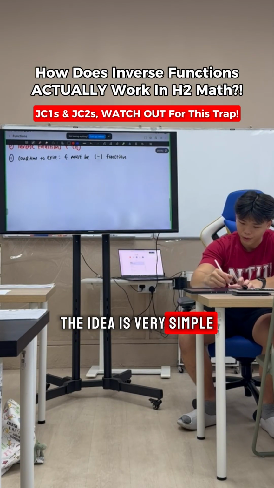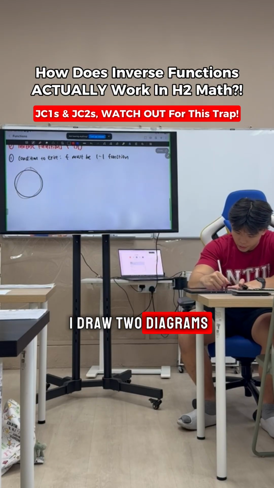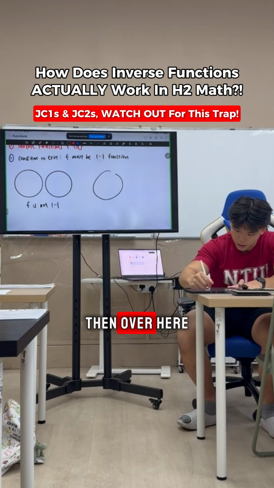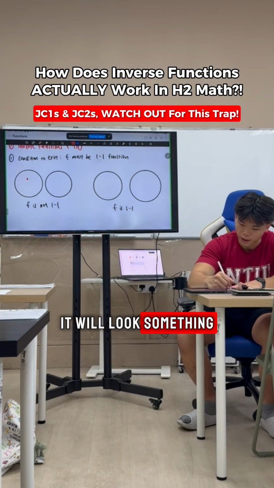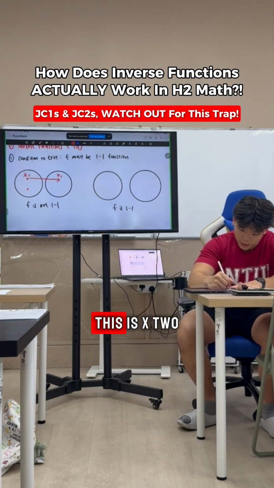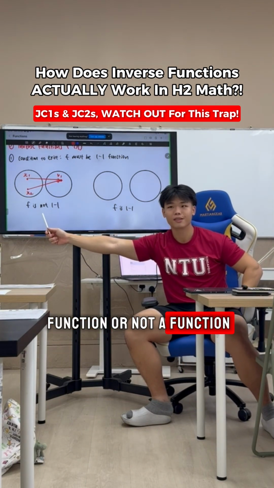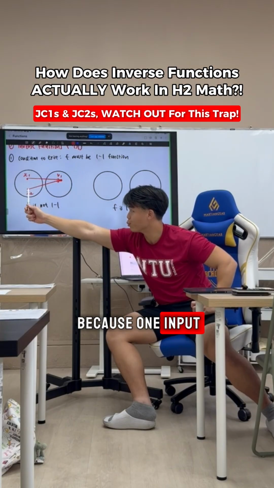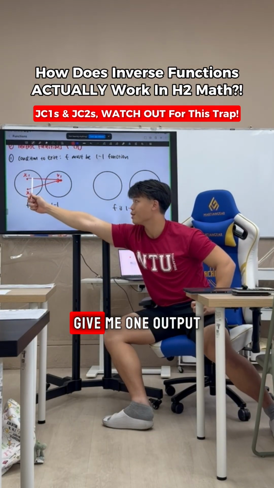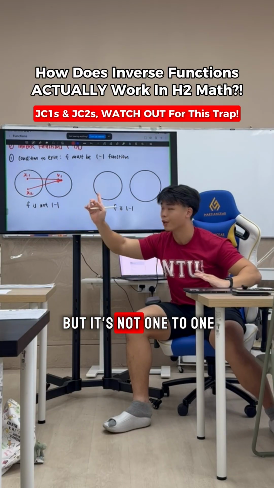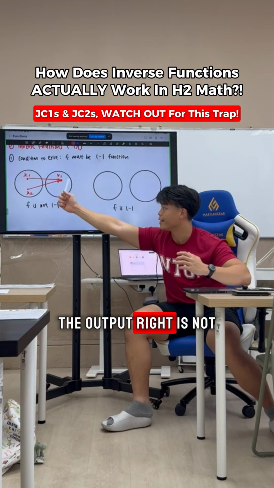The idea is very simple. Let's say I draw two diagrams over here. This is diagram 1. This is f is not one-to-one, and then over here, let's say I draw another diagram. It will look something like that, where this is x1, y1, this is x2, y1. So actually, is this still a function or not a function? It is still a function because one input gives me one output. So each input will still give me one output. So it's still a function, but it's not one-to-one because the output is not unique.